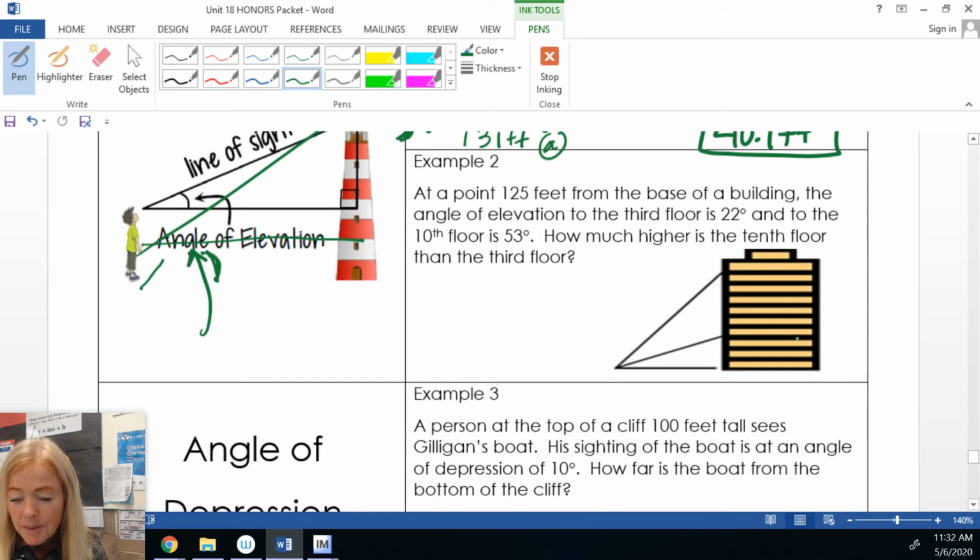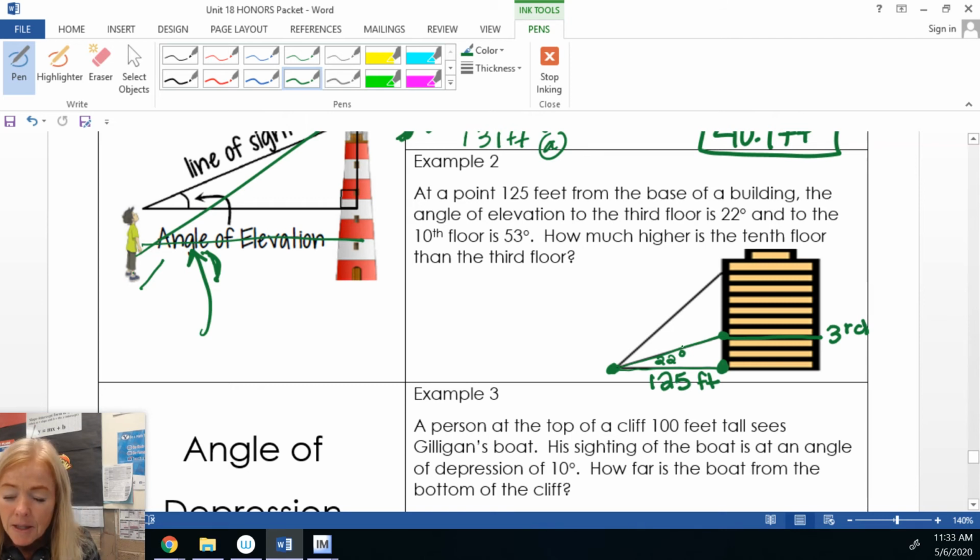All right, next up, this example is a little trickier because it involves two different scenarios. It says at a point 125 feet from the base of a building, and luckily they give you this little picture. So right here, to the base of the building, is 125 feet. Then the angle of elevation to the third floor, so that's right here. From there, this angle going up to the third floor from the horizontal is 22 degrees.